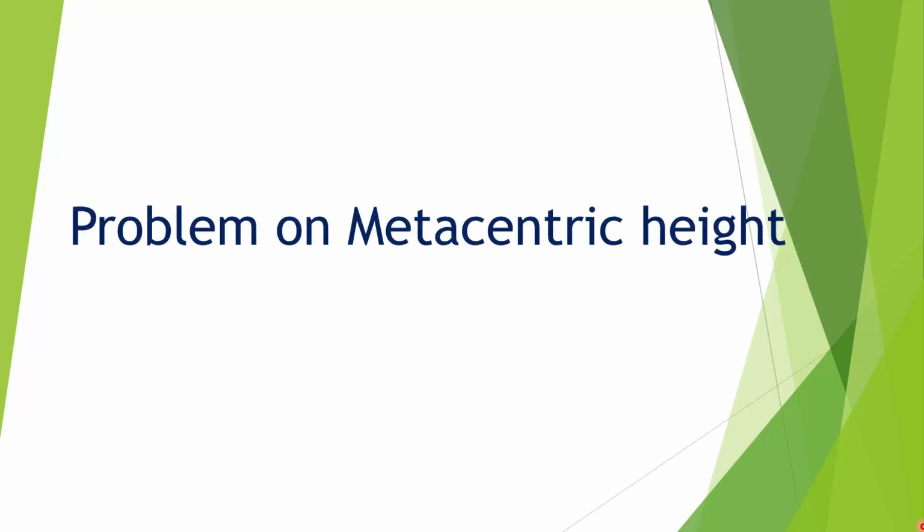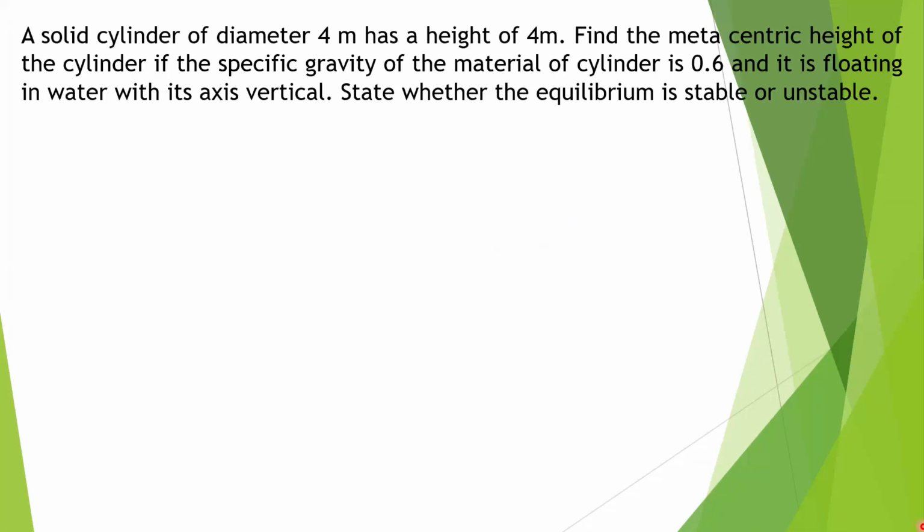Everyone, today we'll look into a problem on metacentric height. The problem: a solid cylinder of diameter 4 meter has a height of 4 meter. Find the metacentric height of the cylinder if the specific gravity of the material of the cylinder is 0.6 and it is floating in water with its axis vertical. State whether the equilibrium is stable or unstable.